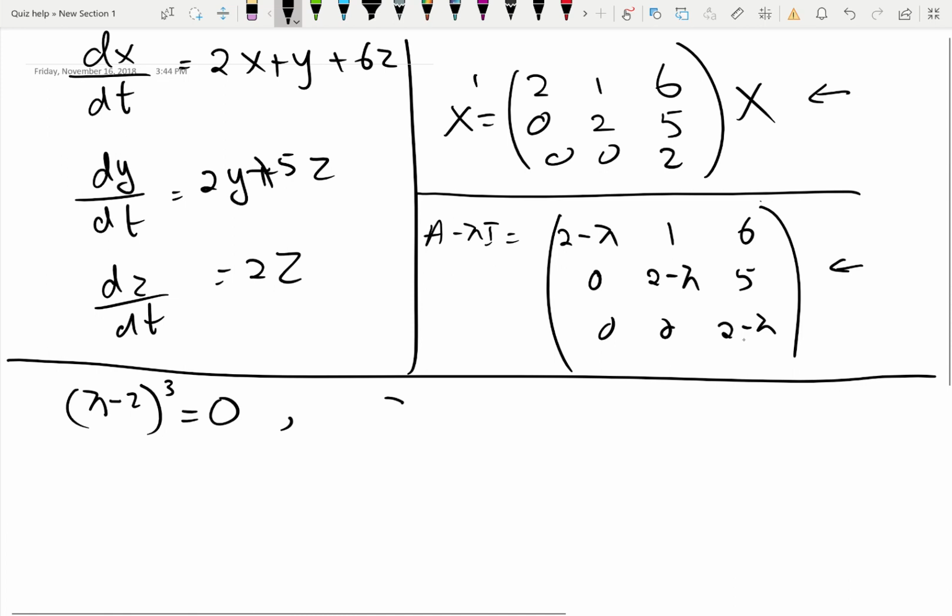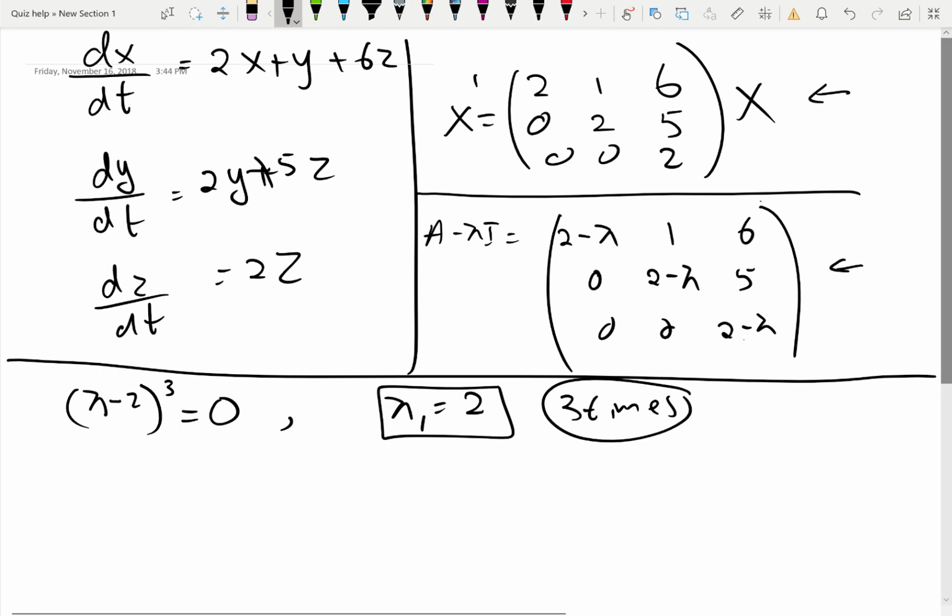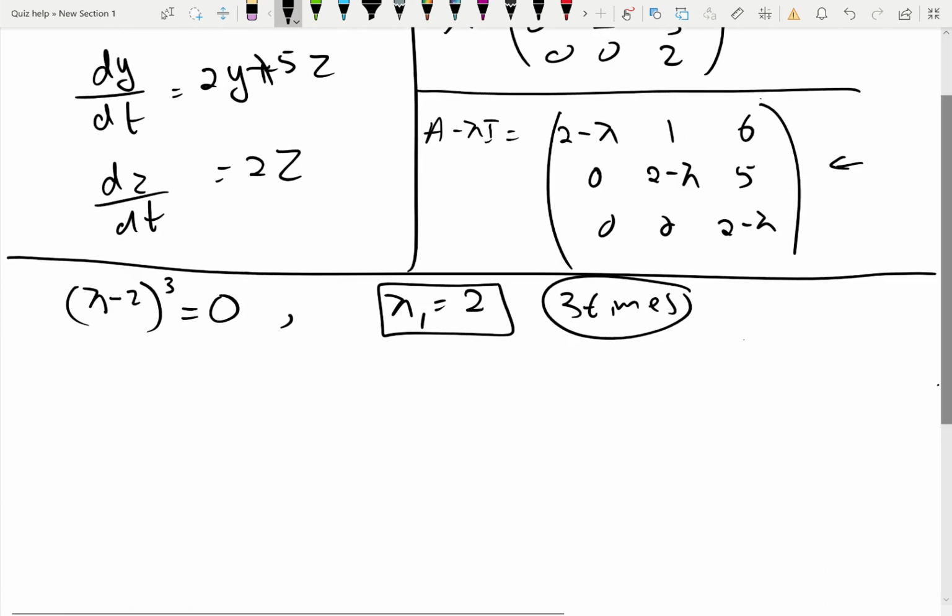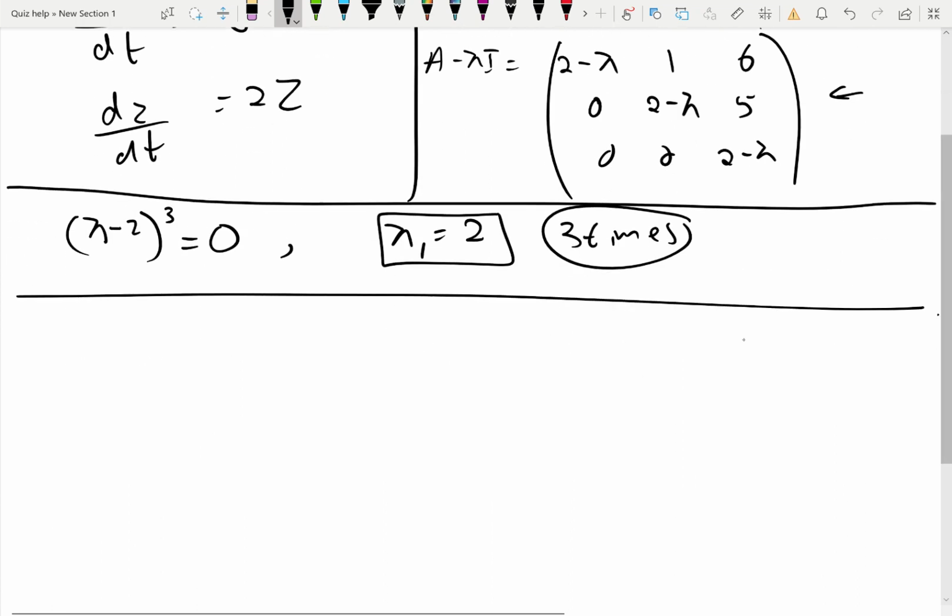So actually the eigenvalue is 2, but it's repeated 3 times. Okay, so that's the difference. Now how do we do this? Let's take eigenvalue 2 and find the eigenvector. So we want to solve the equation (A minus 2I) times capital K1 equal to 0.